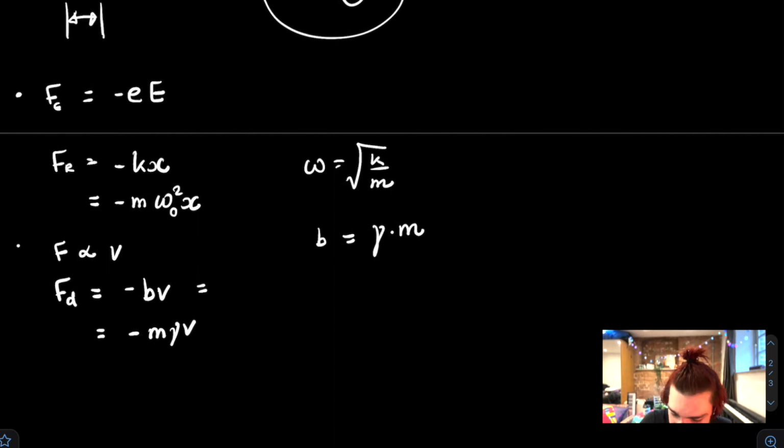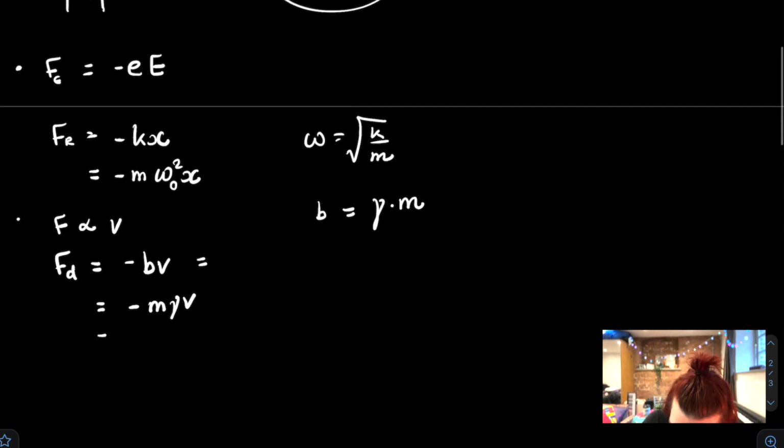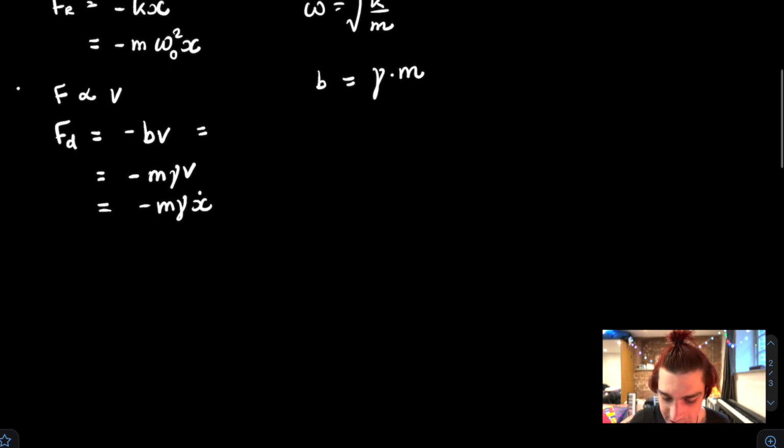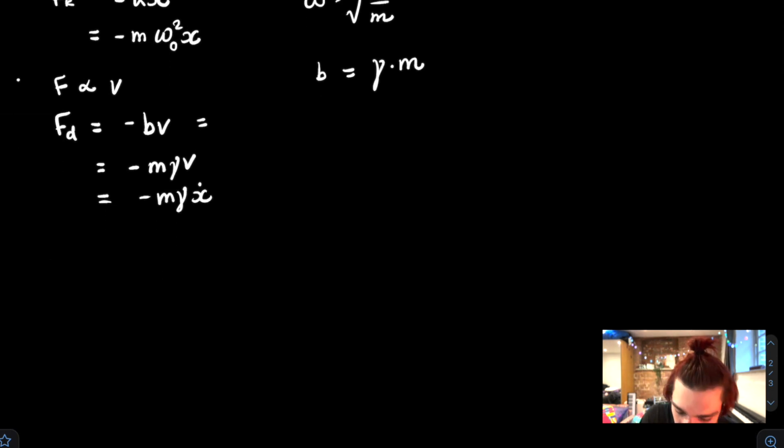However, we can express the velocity v as being equal to the first derivative of the displacement, which we normally just give the symbol x dot. This dot just indicates that you're taking the first time derivative of the displacement. So those are all the forces acting on our system, which means that we can now write our net force acting on the electron cloud.